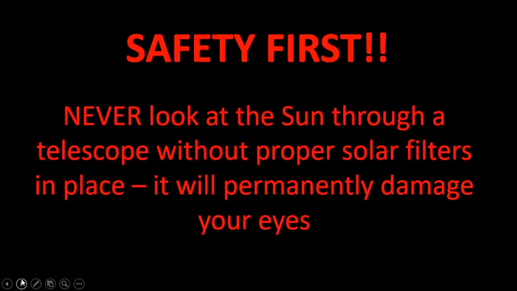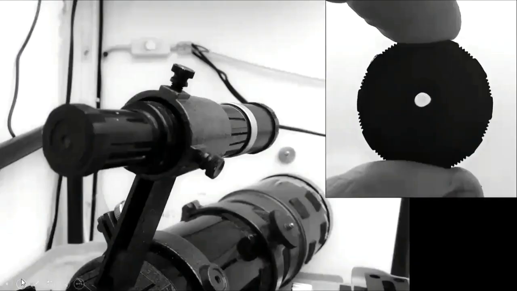Now, first of all, a really, really important safety thing. Never, ever attempt to look through a telescope or binoculars unless proper solar filtration is in place. It will permanently damage your eyes, possibly lead to blindness. And just to demonstrate, I was setting this telescope up to do some solar observing. I always keep the finder scope covered, because even the magnification on the finder scope is enough to cause blindness.